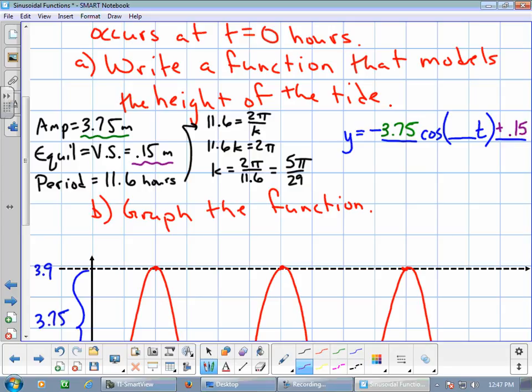And then that leaves the last blank to be what? The value of K that we get based on an 11.6 hour period. So this will be 5 pi over 29. This value right here. All right. Questions there?